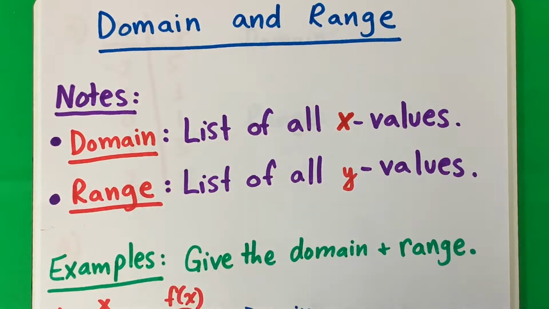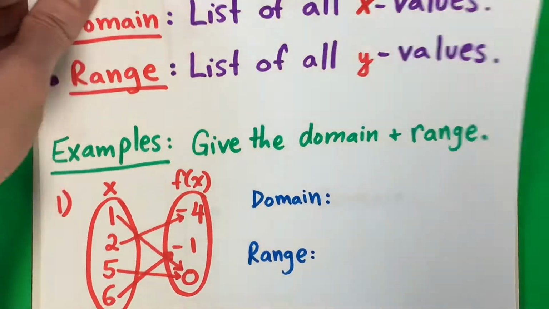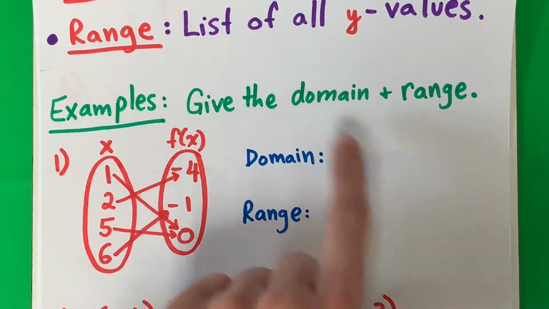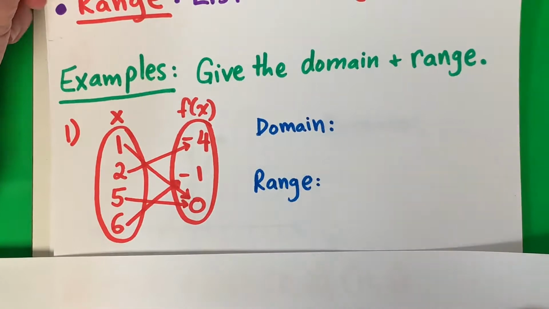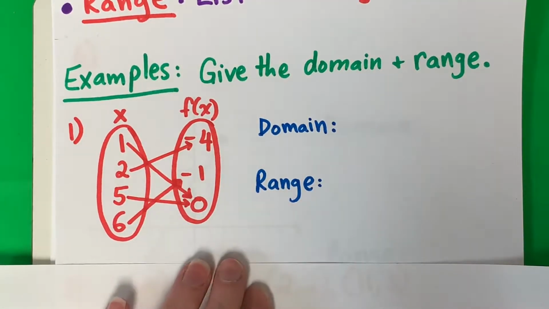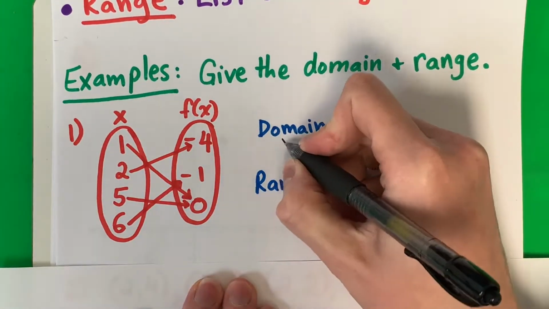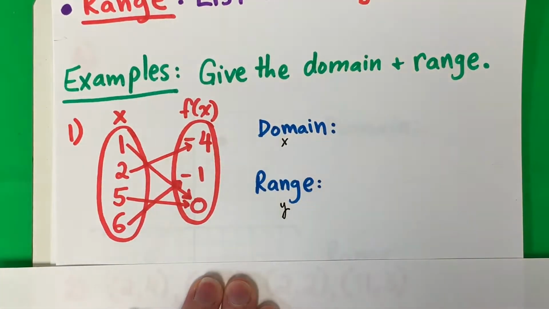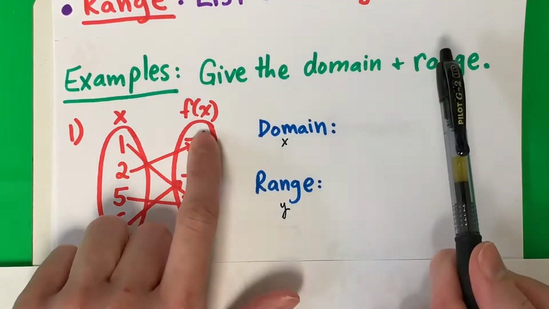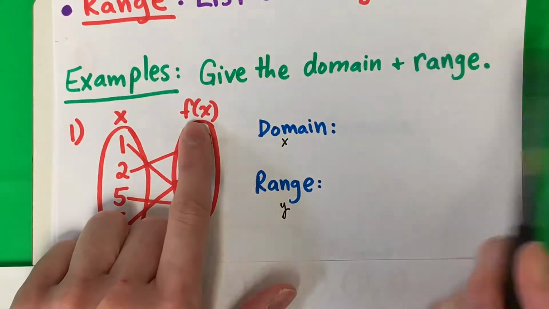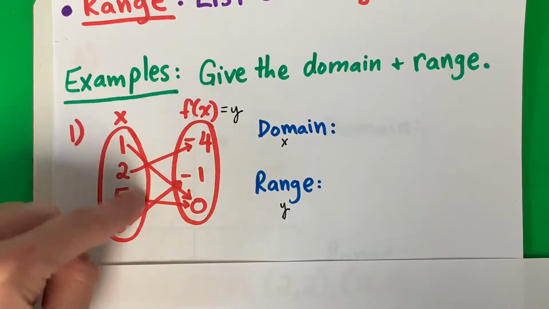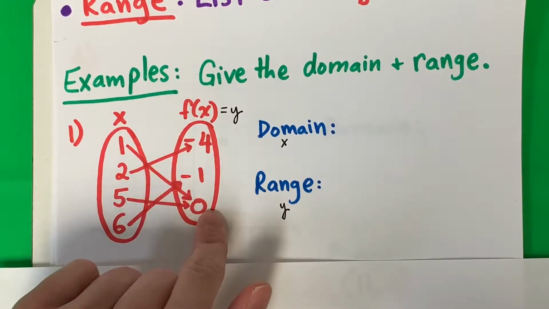Let's go ahead and start with example number 1. Example 1. Give the domain and range. In this example, I have a mapping diagram and I need to give the domain and range. Remember, domain is x and range is y. Now I see x here, but I see here is an f of x. F of x is the same as y. So here are my x's and here are my y's.